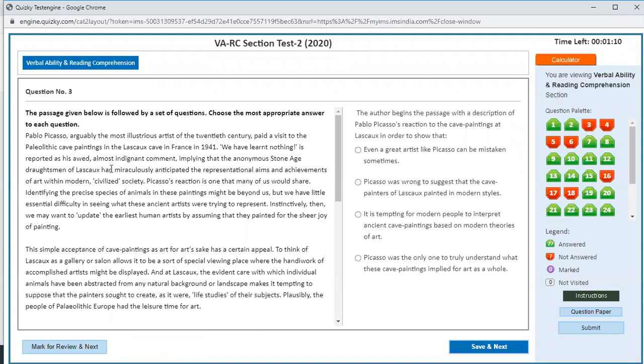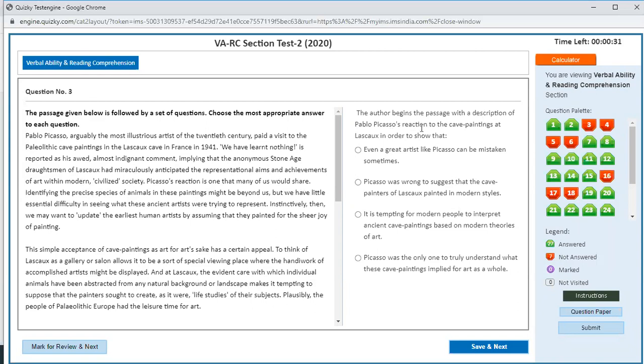I'll mark this as the answer. Okay, this one is going to need some thinking. The reaction is one that many would share. Because I was the most illustrious to visit the caves in France, and we have learned nothing. Okay, after seeing the paintings he said, we have learned nothing. An almost indignant comment implying that the anonymous Stone Age artists had a miracle of representation, with aims and achievements of art within modern civil society, because the reaction is one that many of us would share. Precise species of animals. Okay, let's see.